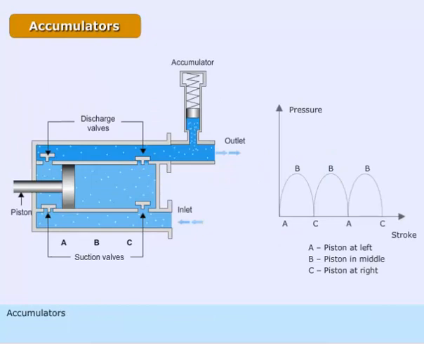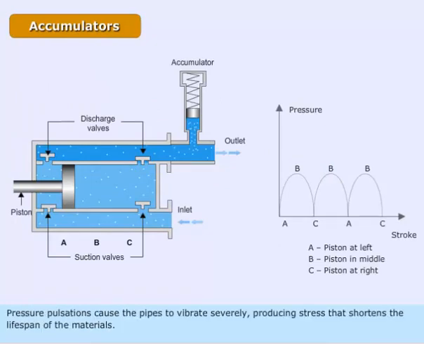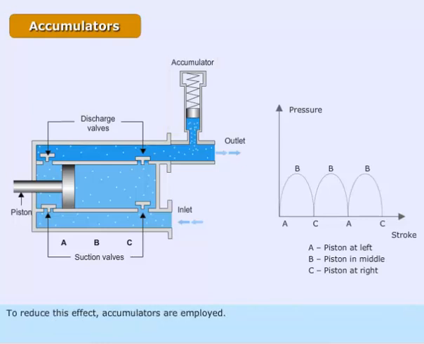Accumulators. Pressure pulsations cause the pipes to vibrate severely, producing stress that shortens the lifespan of the materials. To reduce this effect, accumulators are employed.